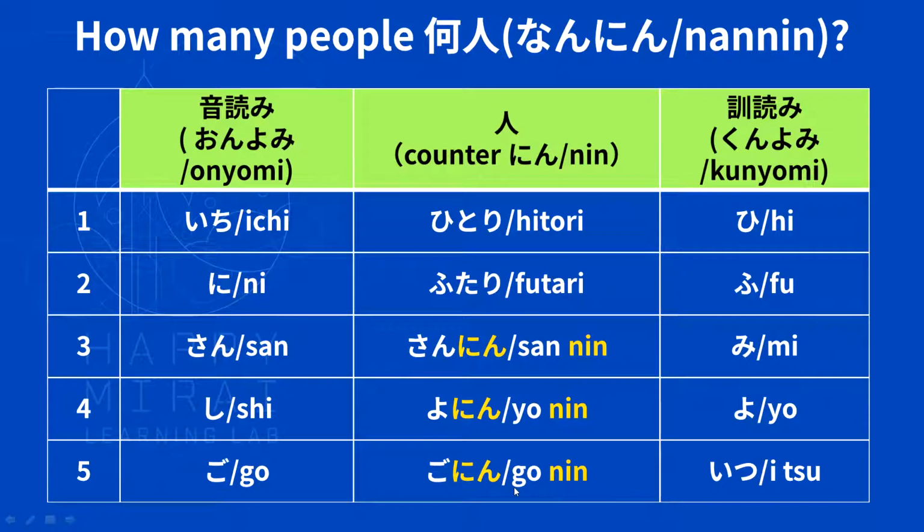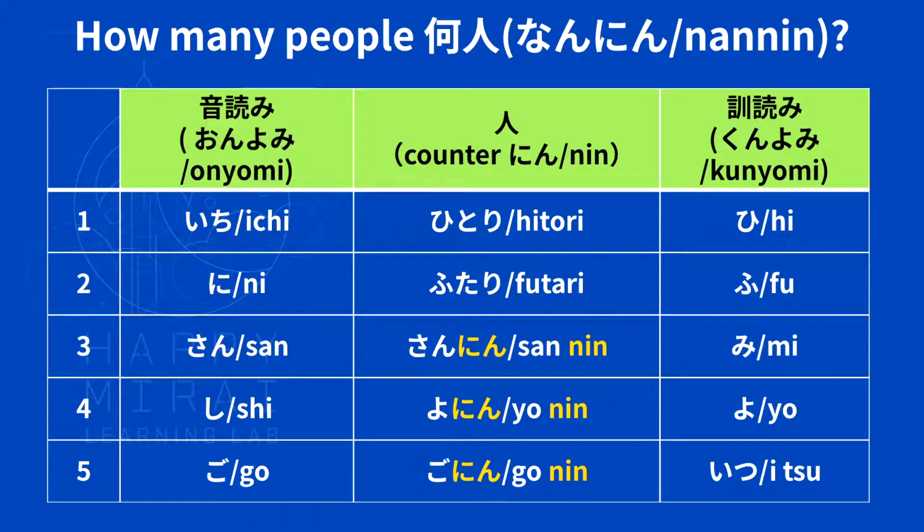This is just the base rule. There are some special ones behind, so you just got to remember them. For example, the first one and the second one are special. One person, hitori. Two persons, futari. You just have to remember, there's no pattern.